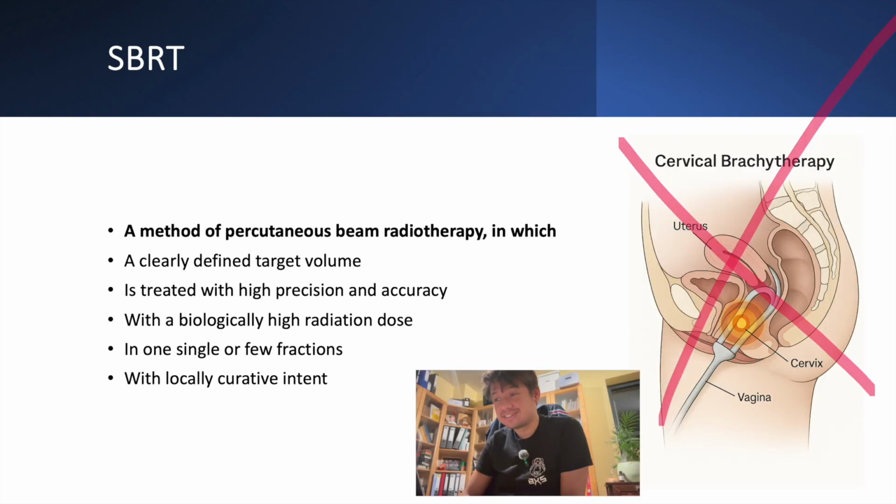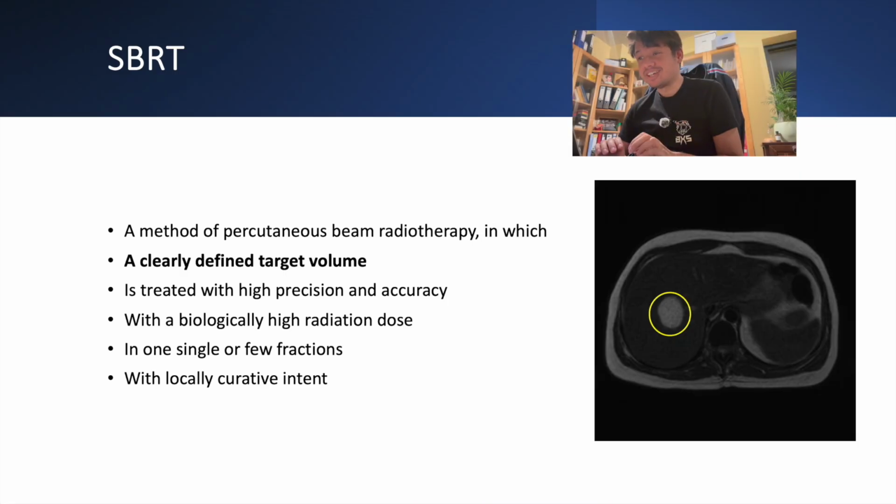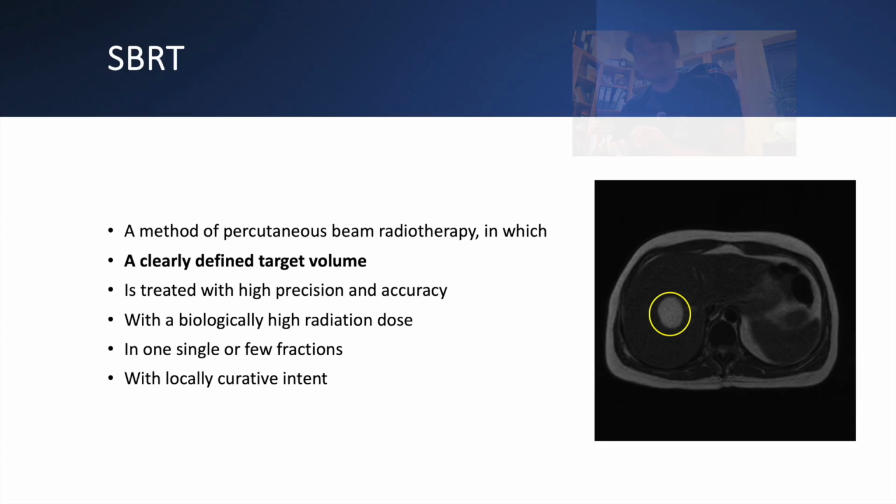First, this is a radiotherapy technique using a percutaneous beam, so it's external, not internal like brachytherapy, and that's important because in brachytherapy you are also delivering a very high dose per fraction. Second, the target is clearly defined. There is no diffuse infiltration like in other settings, just a small volume with potential microscopic spread around it.